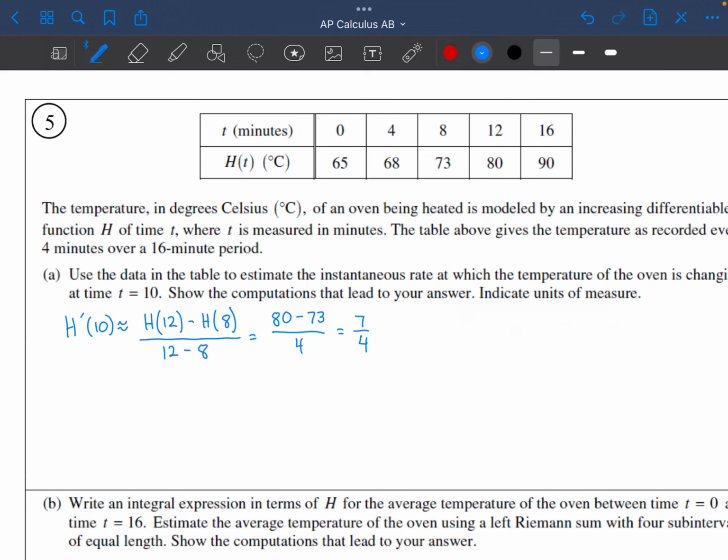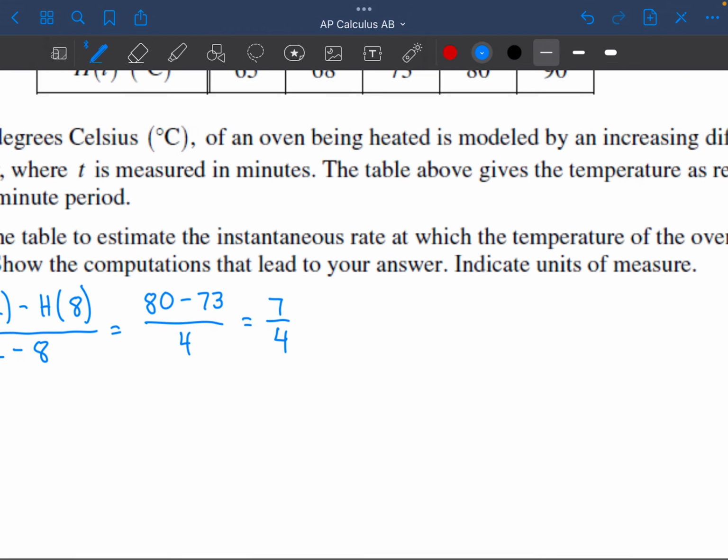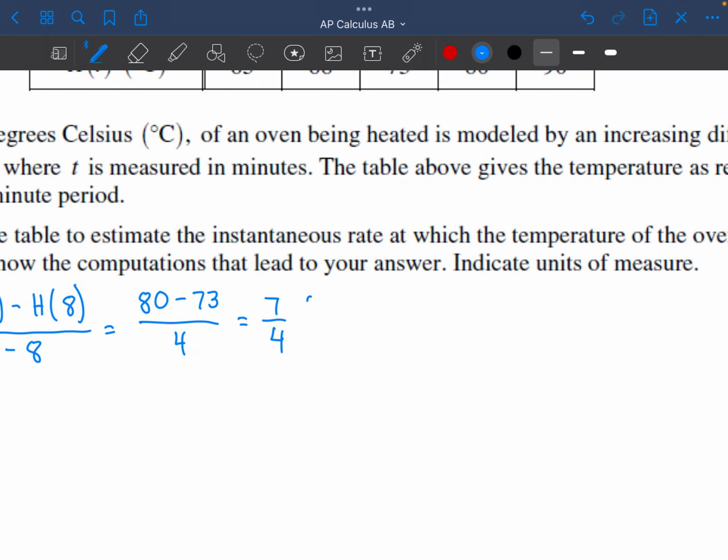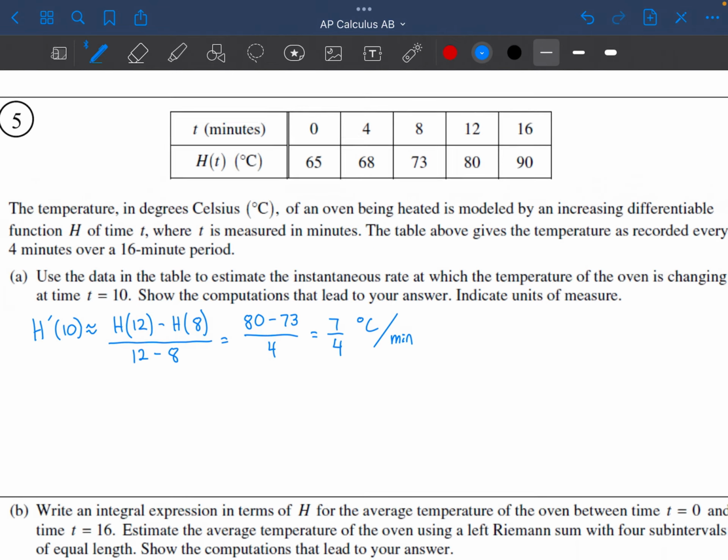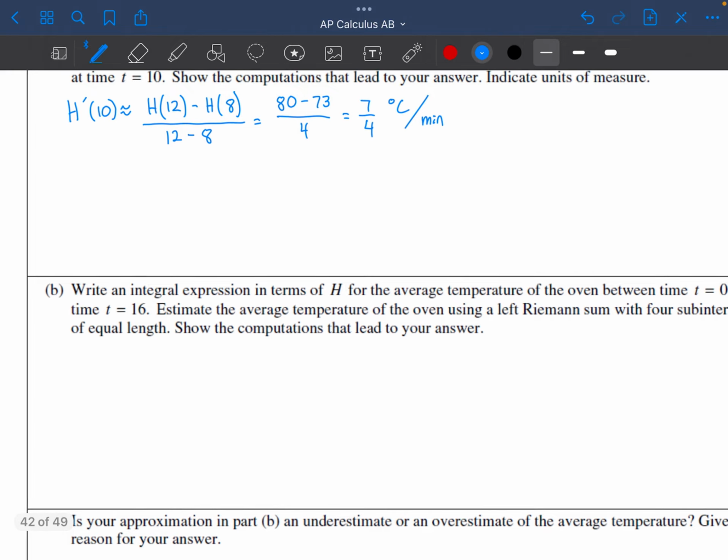So 7/4 what? And because we're taking the derivative, we're adding on a time. We're dividing by a time, essentially. So we're already in degrees Celsius, but now we're going to be degrees Celsius per minute. So this is going to be degrees Celsius per minute. Cool. Moving on to part B.